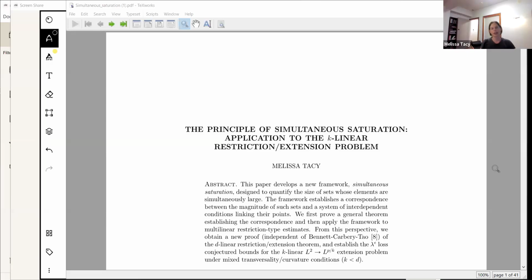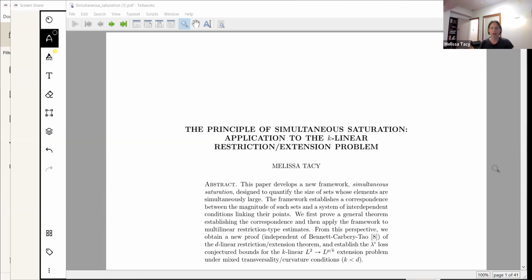Now, this video is just to introduce the paper and give you some idea of what's in it. It is a paper in two parts. The first part is about the simultaneous saturation result itself. And the second part is an application of it to a particular K-linear restriction extension problem.